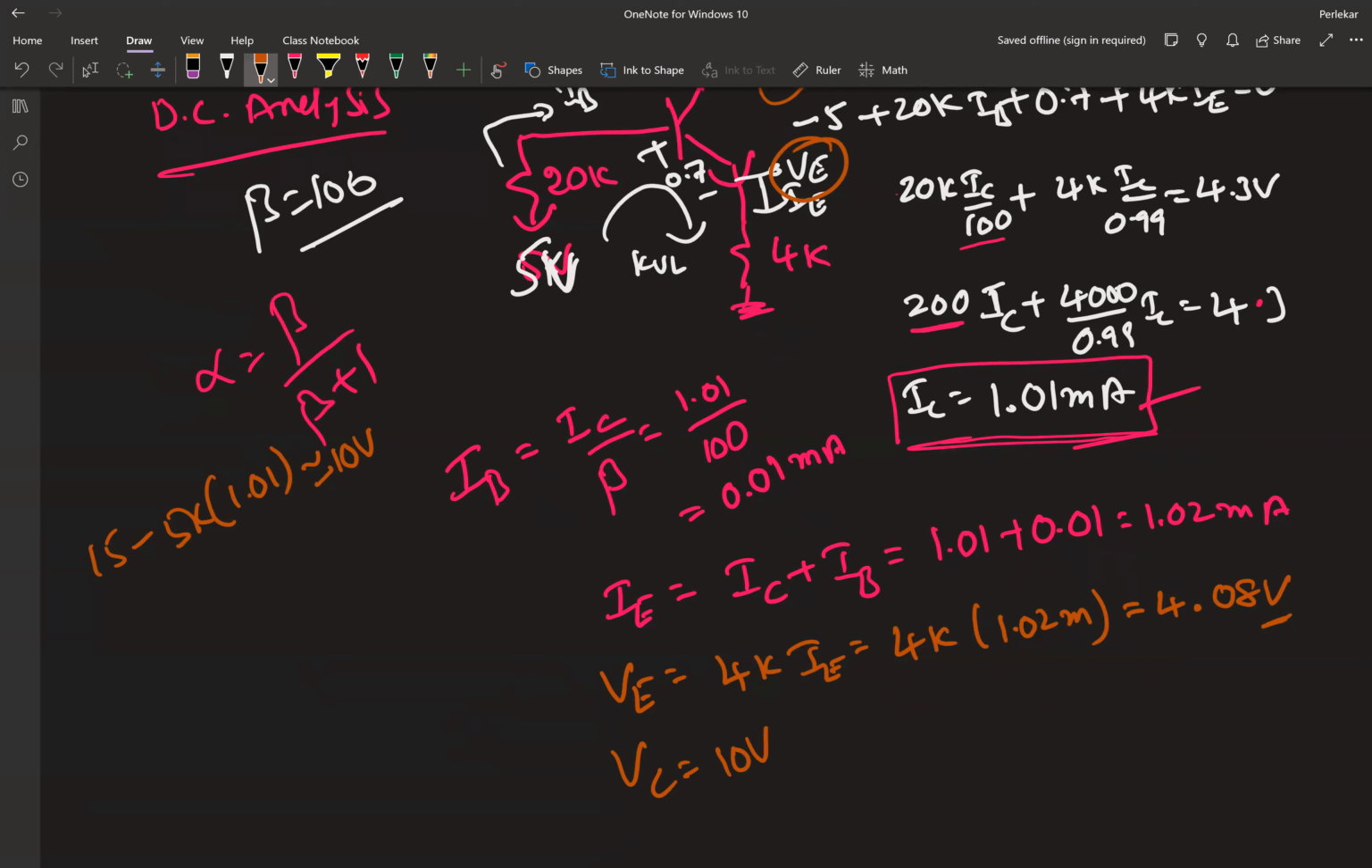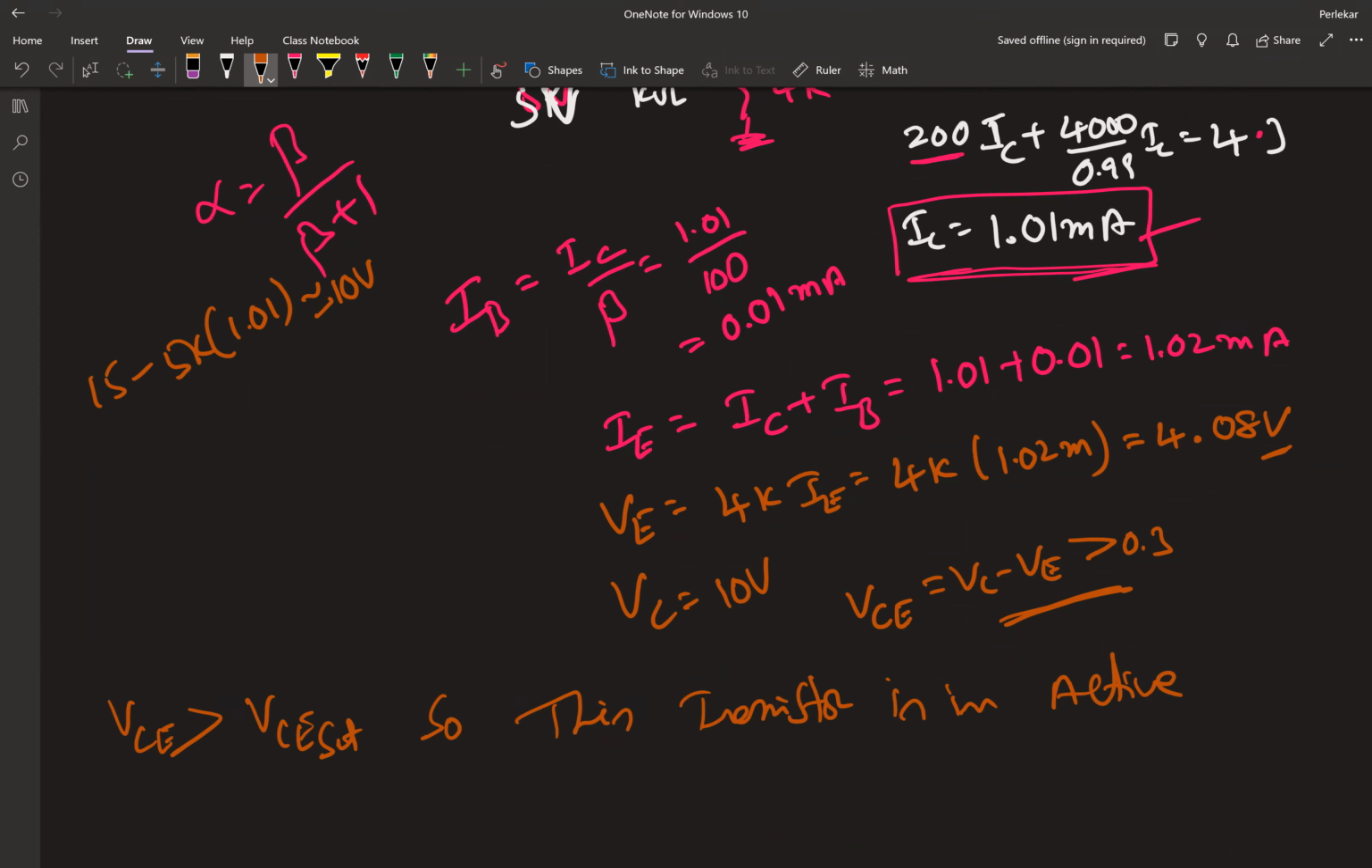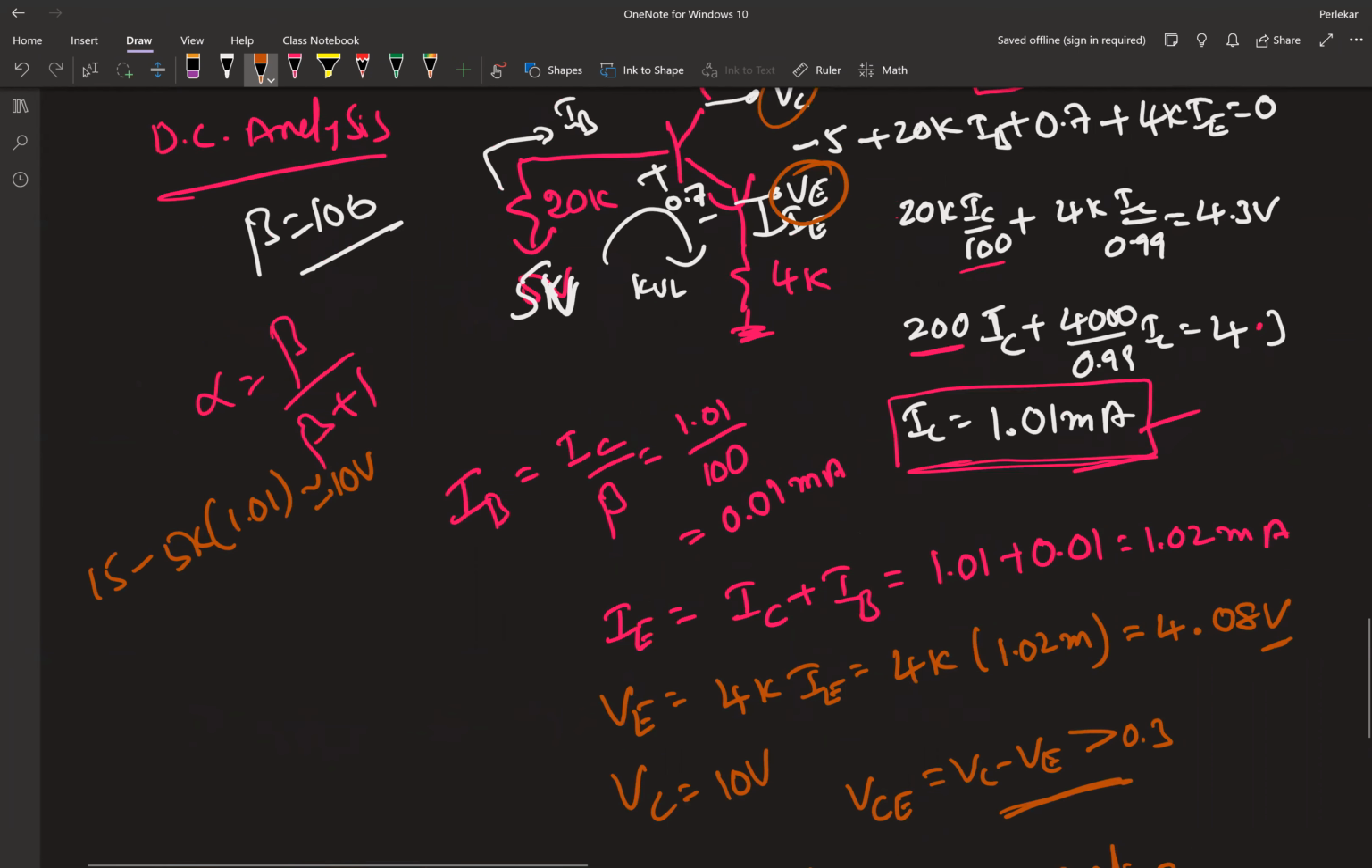VC equals 10 volt and VE equals 4.08. So VCE equals VC minus VE, which is way greater than 0.3. So this transistor is in active mode of operation. Please write it down here saying that VCE is greater than VCE saturation. So it's working in active mode.